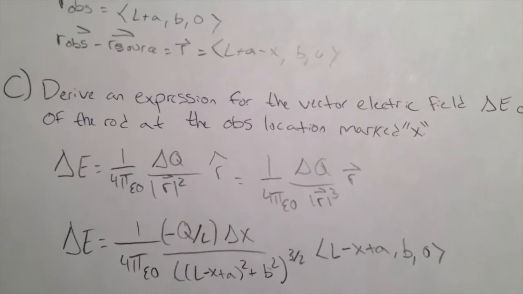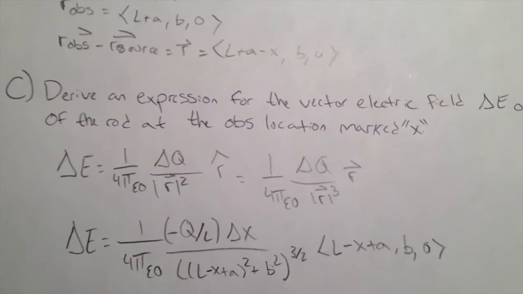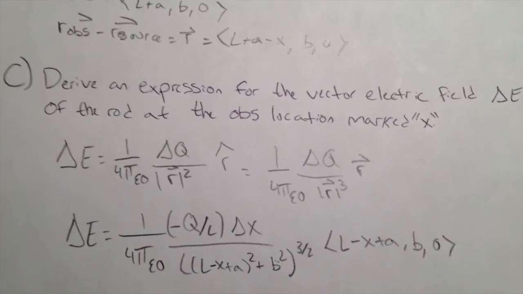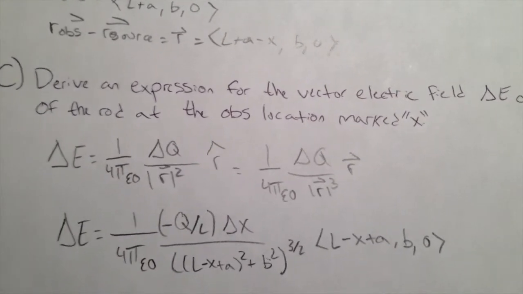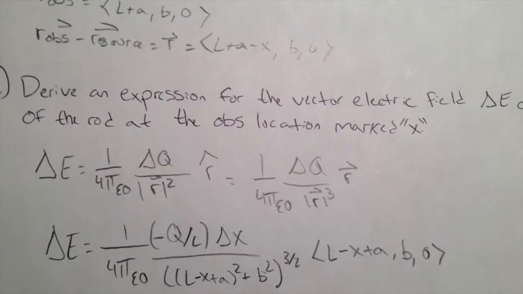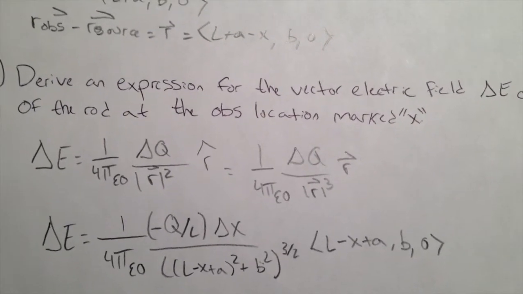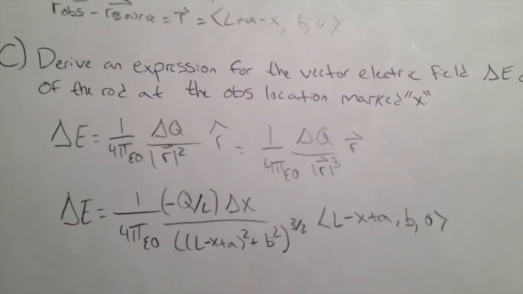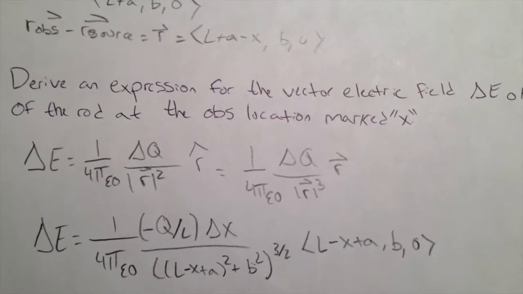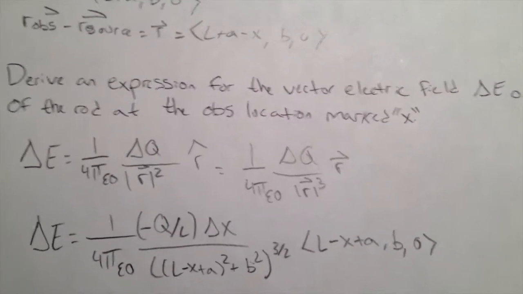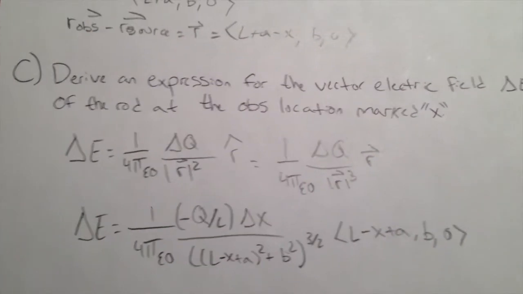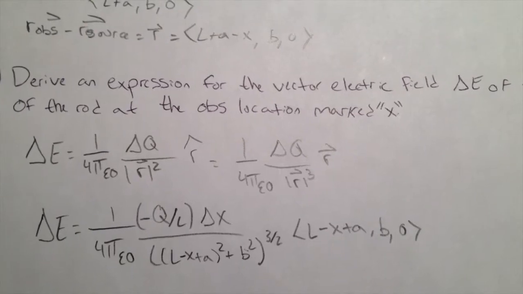For the magnitude, we take the magnitude of the R vector that we found from part B. When we do that, we get L minus X plus A squared plus B squared, and that's all raised to the 3/2 because we take into account the R hat as well. When we take into account the R hat, that leaves us with just the R vector in general left, which is L minus X plus A, B, 0. So that's our expression for the vector electric field.